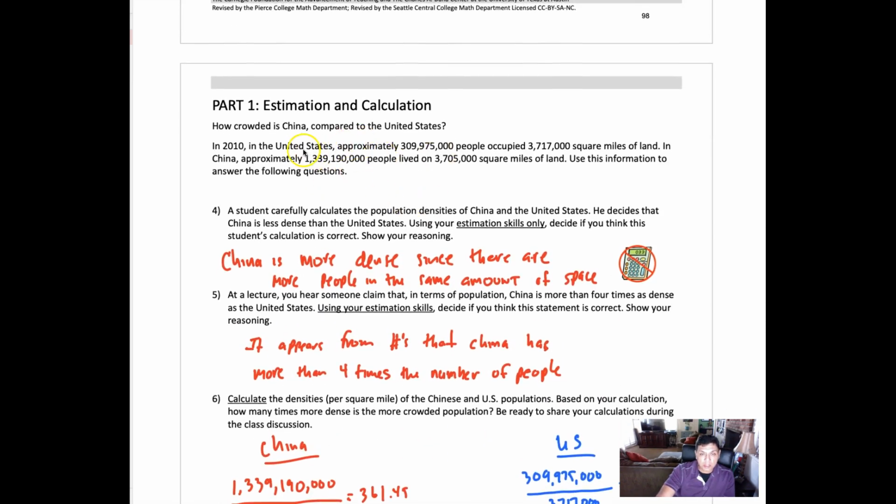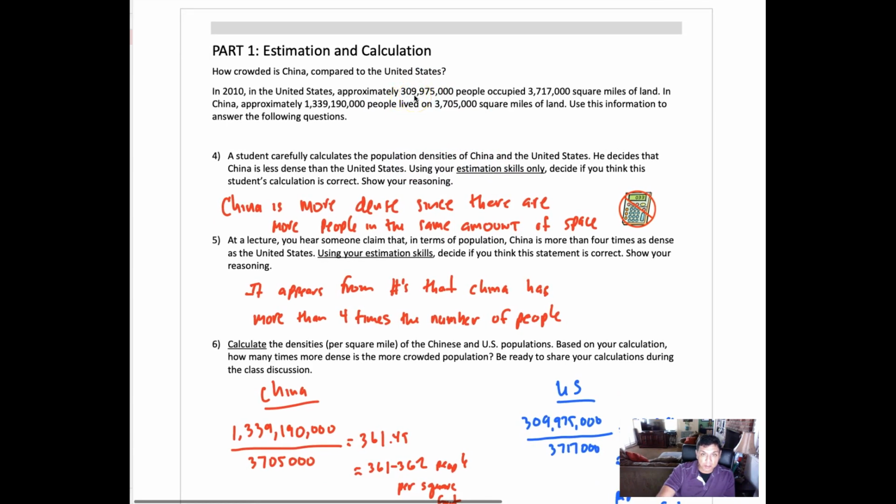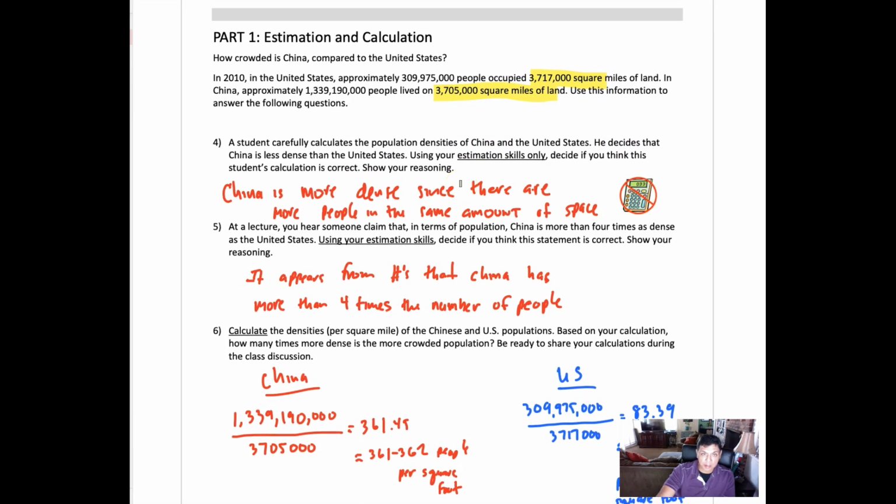So here are some values for China and the United States. And so looking at those total numbers, this is 309 million people in the United States. And then China has 1.3 billion people. And within these areas, they're about the same amount of space in China and the United States. So before doing any calculations, who do you think has the highest population density?